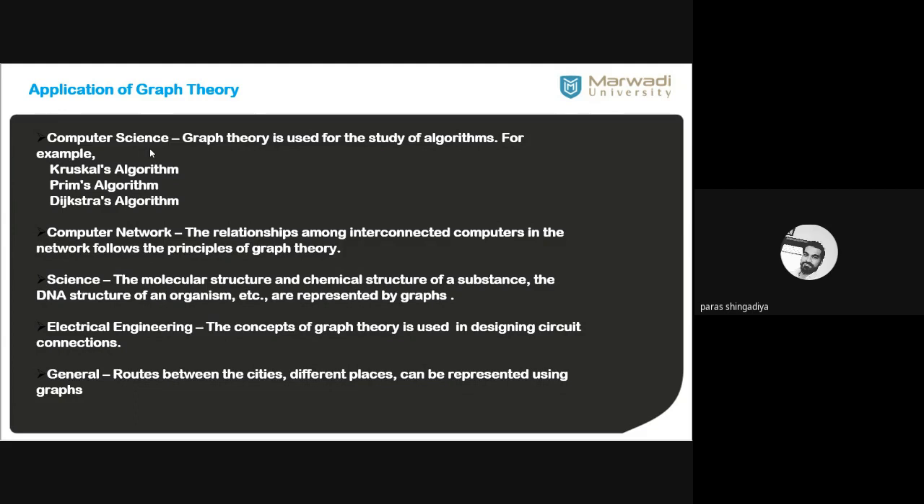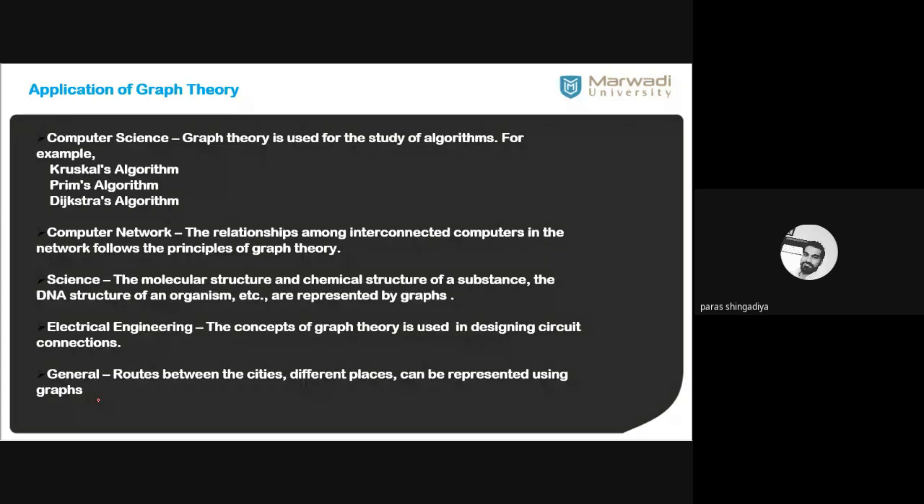Next is the computer network. You can use it to check the relationship between interconnected computers in a network, which follows the principle of graph theory. In science, for DNA structures, you can use the concept of graph theory. In electrical engineering, the concept of graph theory is used in designing circuit connections.